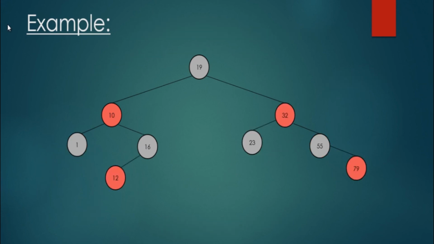Okay, and after the right rotation, our tree is a valid red-black tree. The root is black, and every red node has two black children. So it is valid, and as you can see, it is balanced.